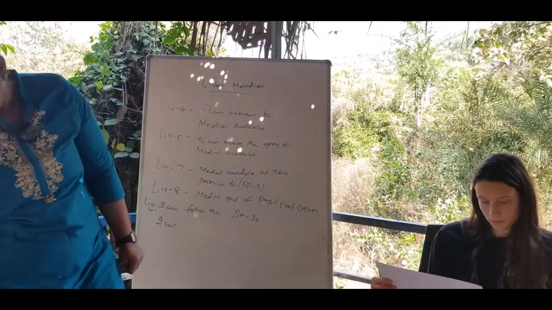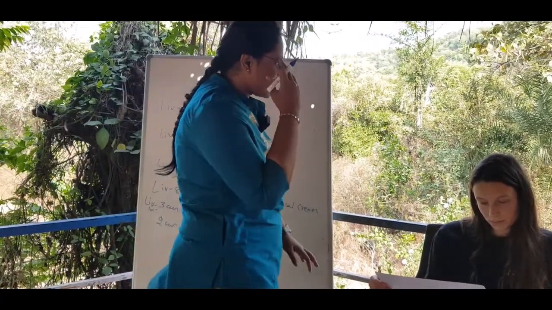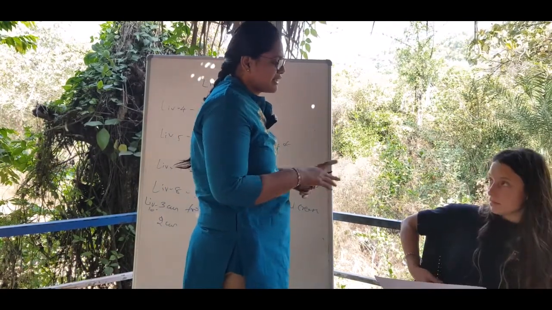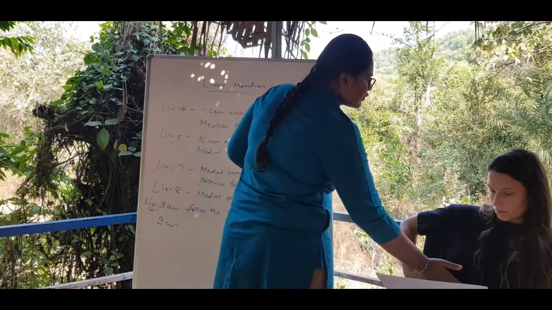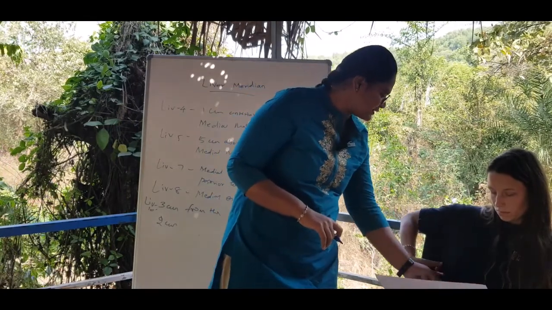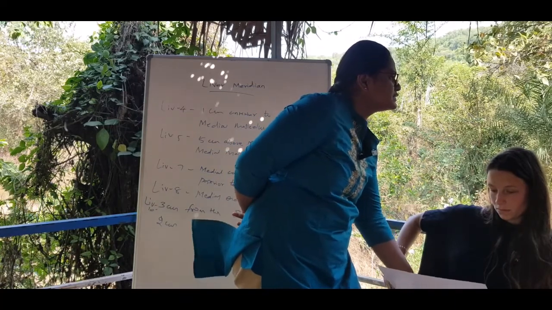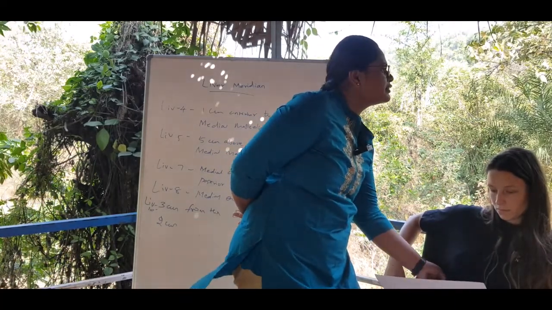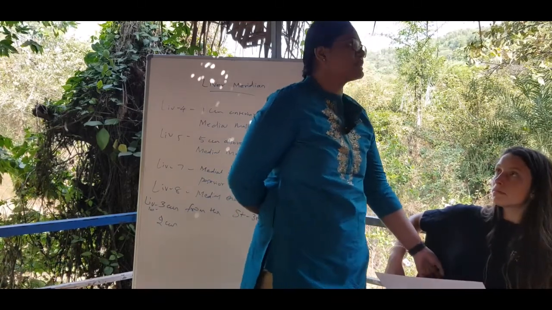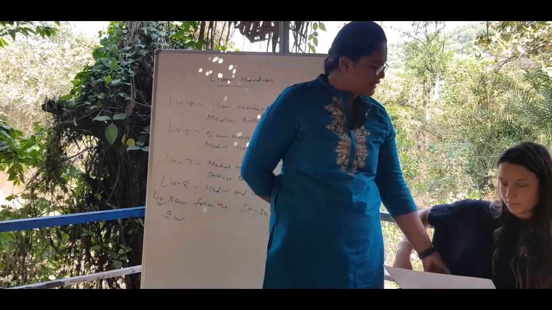Liver 13 is located on the free end of the 11th rib. Actually, the 11th and 12th ribs are free ribs. They won't have connection with the sternum. They are separated, floating ribs. This is your 12th rib, and this is your 11th rib. I can palpate. This is the free end of your 11th rib, that is your point, liver 13.